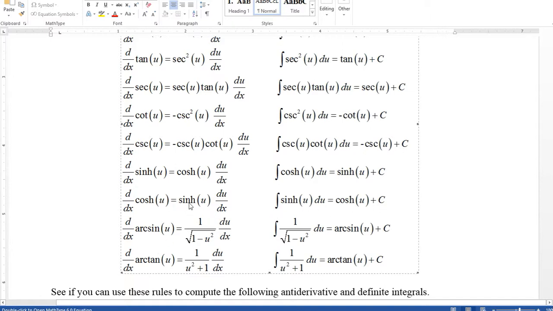And how about a couple of inverse trig functions? Here are a couple of the most basic ones. The derivative of the arc sine of u, that is the inverse sine of u, is 1 over the square root of 1 minus u squared times du over dx. So the antiderivative of 1 over the square root of 1 minus u squared du is the arc sine of u plus c. You might see that in your calculator as sine with the superscript -1. The derivative of arctangent of u, the inverse tangent function, is 1 over u squared plus 1 times du over dx. So the antiderivative of 1 over u squared plus 1 du is the arctangent of u plus c.